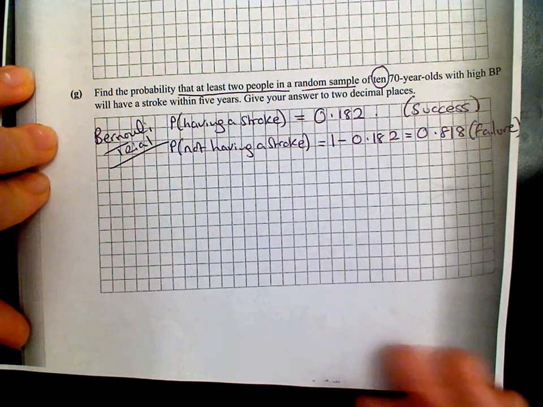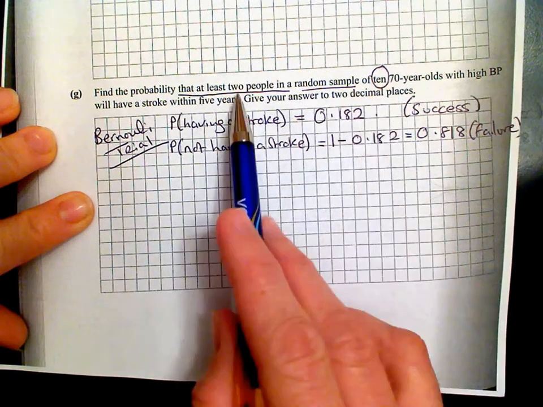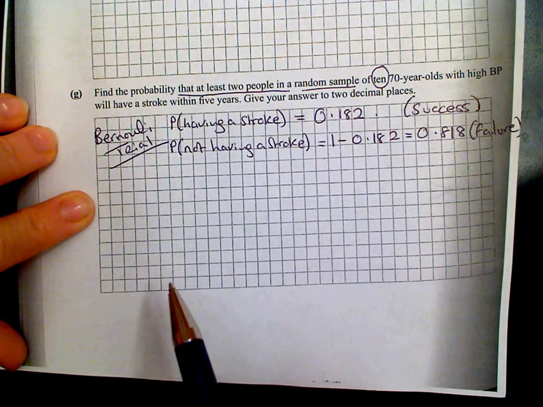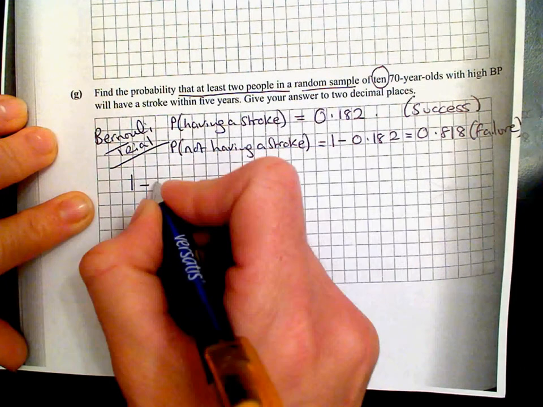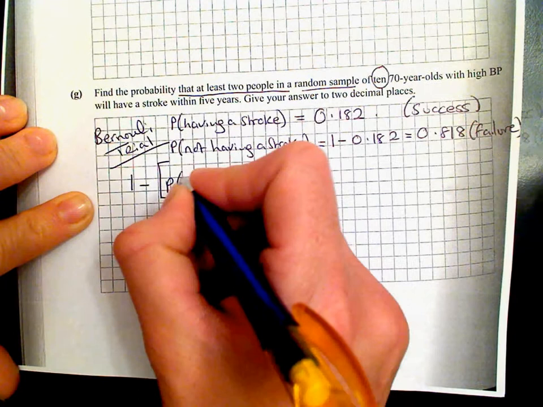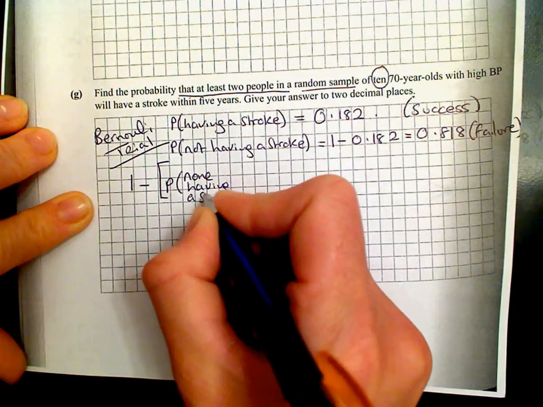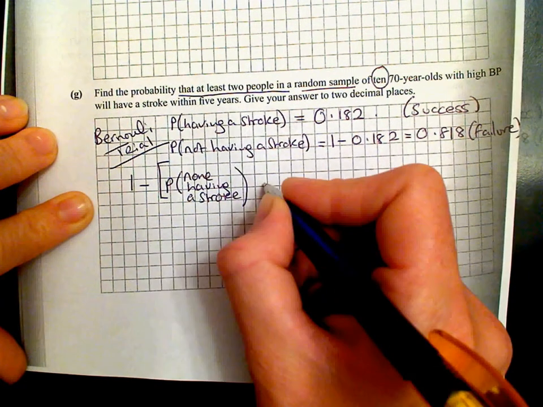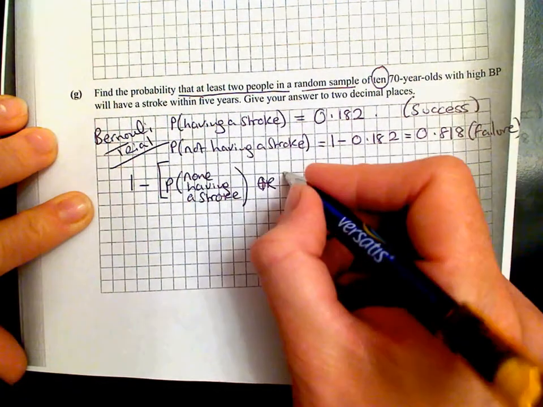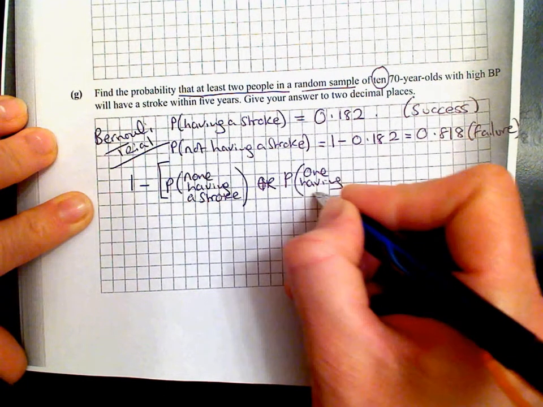Now, because we're talking about at least 2 people in a random sample, at least 2 people will have a stroke. So we've got to look at, it's going to be 1 minus the probability of no one having a stroke. So none of the individuals having a stroke. And also we've got to look at, so it's or. We've got to look at the probability of one of them having a stroke. So one having a stroke.